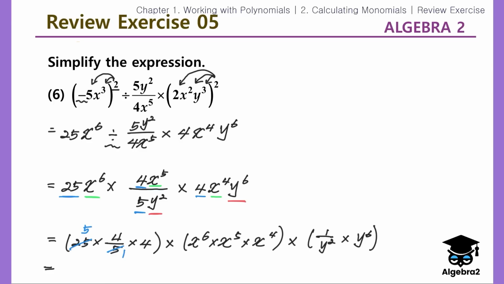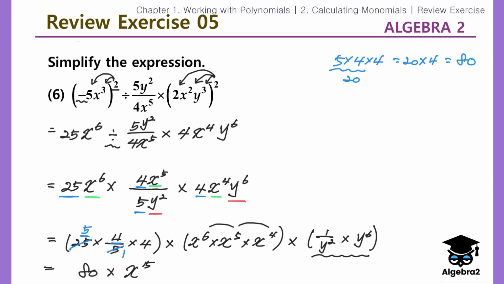So 5 times 4, that's a 20, right? 5 times 4 times 4. This is 20. So 20 times 4 gives us 80, right? So that's 80 times, 6 plus 5 plus 4, that's a 15, right? x to the 15. For this part right here, this is actually what?